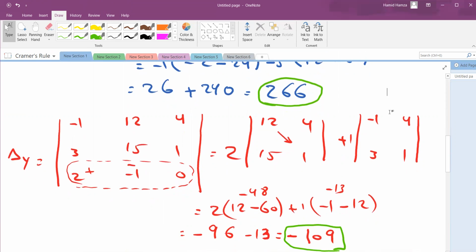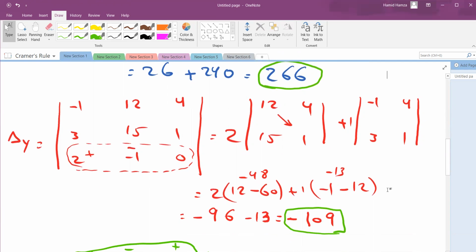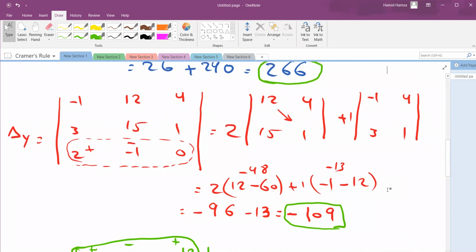So I can choose any row or column once I'm solving? Yeah, you can choose any row or any column, put the sign of the row or column you picked, and you start by taking element by element. For example, if we start by taking 2, eliminate the row and the column that 2 lies on. So I multiply 2 by the remaining elements, and form a 2 by 2 determinant: 12, 4, 15, and 1. Then the next one.